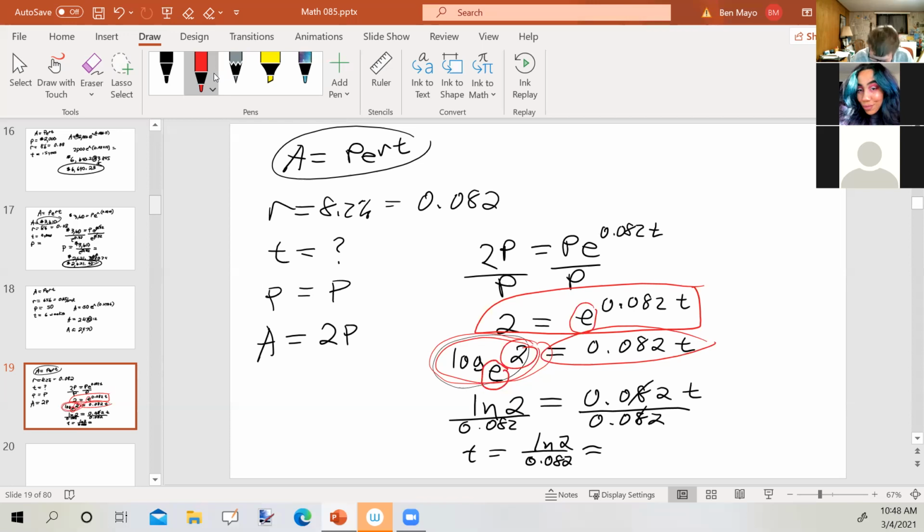Okay, I see it. Oh, log base e, I didn't even notice that happened. Log base e is natural log.